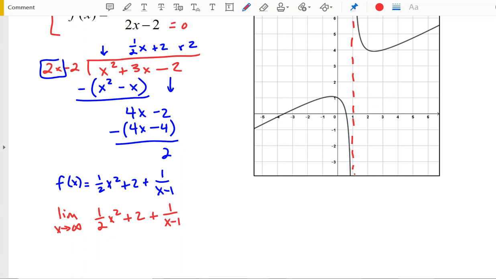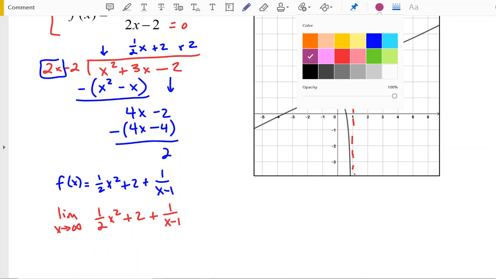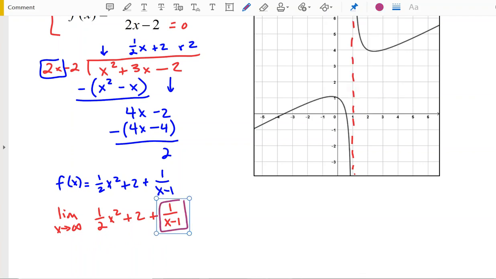Well, your first response may be, well, the limit doesn't exist. This leading term of 1/2 x means that the graph is going to shoot up towards infinity. It's never going to stop getting bigger and bigger and bigger. But I'm more interested in this final term here. What is the limit of this fraction as x approaches infinity? And we'll see as x gets bigger and bigger and bigger, the denominator does as well. So this fraction right here approaches 0.